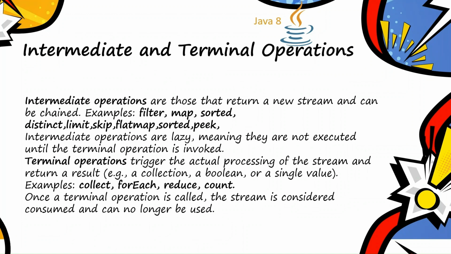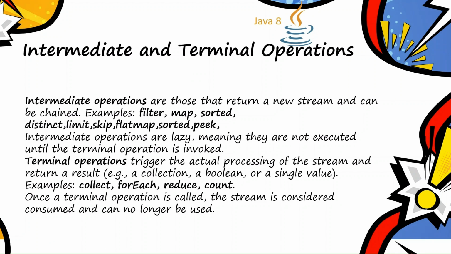Your filter will retain the elements based on a condition. Your map will transform your elements using a function. Your sorted will sort the elements in a natural or custom order. Your distinct will remove the duplicate elements. Your limit and skip will restrict the number of elements or skip some.